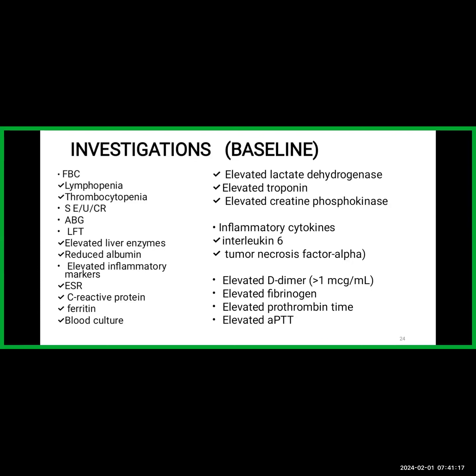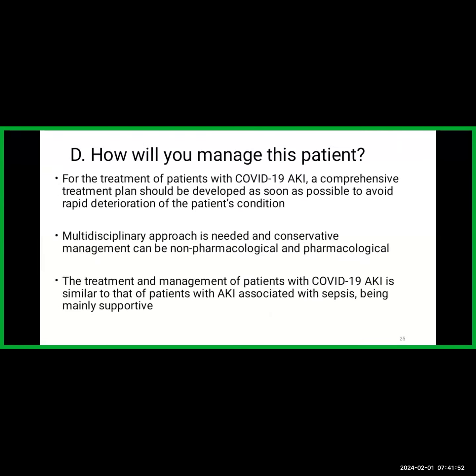Blood culture for this patient who has fever, to rule out superimposed bacterial infection, especially if the full blood count is suggestive. Elevated lactate dehydrogenase, elevated troponin, elevated creatine phosphokinase since muscles can be damaged, and inflammatory cytokines interleukin 6 and tumor necrosis factor alpha can also be assayed for, as well as D-dimer. We know hypercoagulability can also predispose this patient to pulmonary embolism and DVT. So elevated fibrinogen and the like can also be checked.